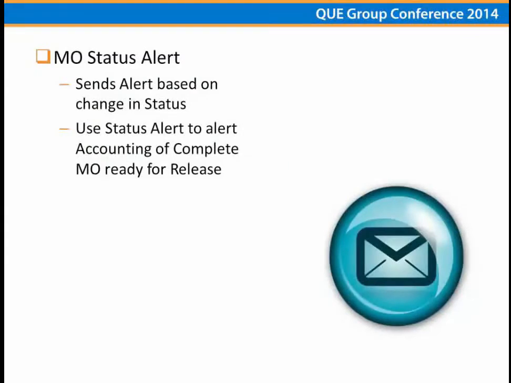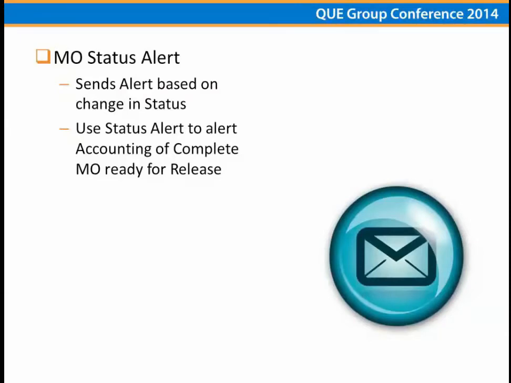And that MO status alert. So the MO status alert sends alerts based on the change in a status in the manufacturing order. So there are so many things that you guys can use this for. It's not just to tell you that a status has changed. What it really is used for is to tell someone to take action on that manufacturing order.